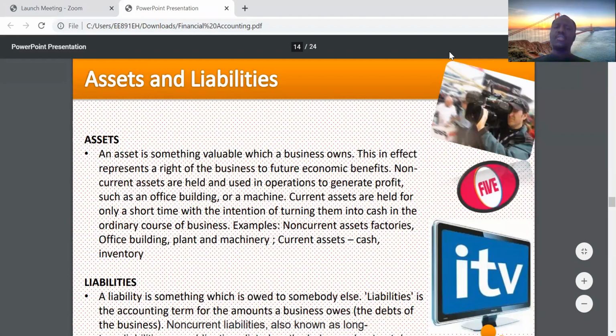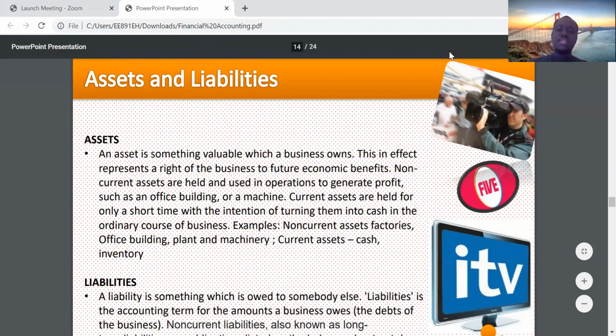So first of all, let's understand what an asset is. What is an asset? An asset is a resource that is controlled by the business that yields future economic benefits. That's an asset. So when we say an asset, in English, basically, something that is valuable. In accounting, it's a resource that is controlled by the firm that yields the firm future economic benefits. Very, very important. So assets are classified into two. You have non-current assets and you have current assets.